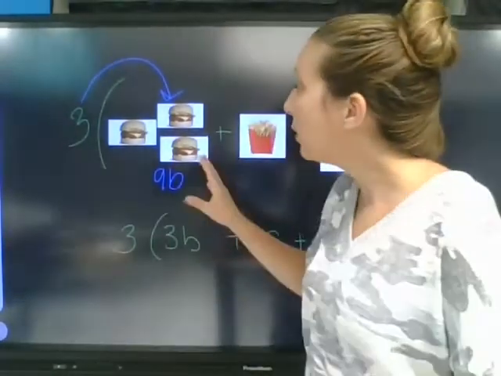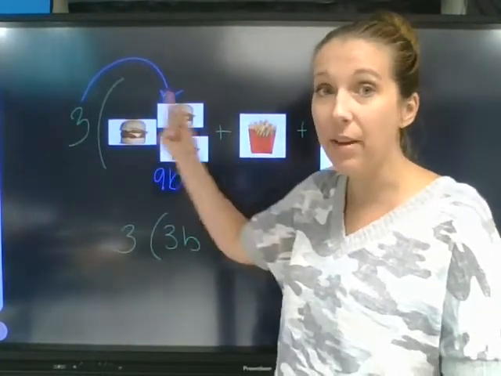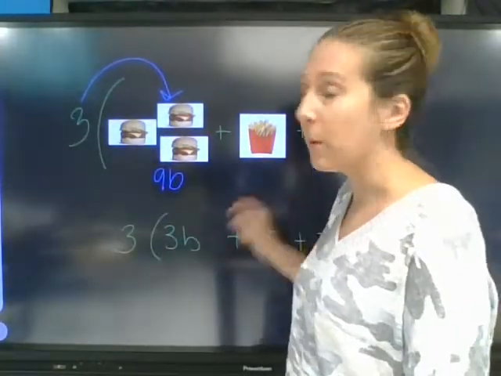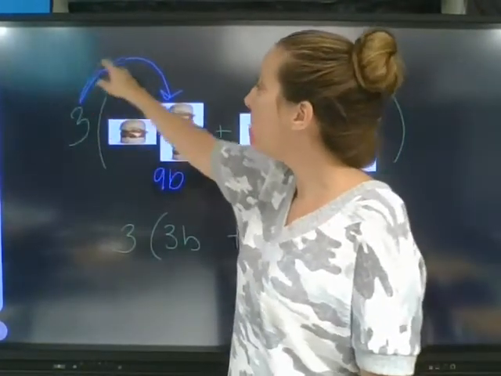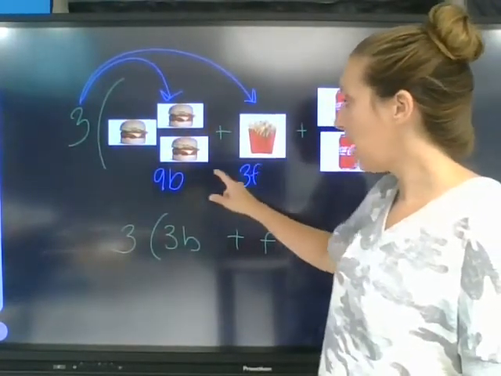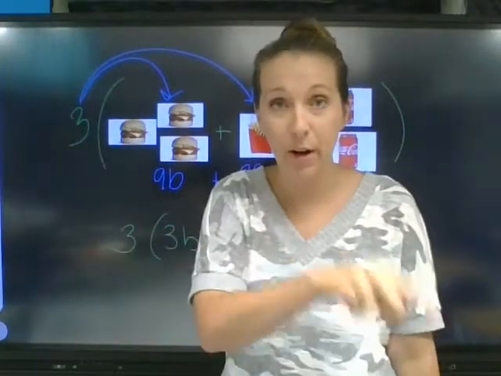Okay, now here's the trick. We didn't just get 9 burgers and then share 1 fry, because obviously if we're hungry enough to eat 3 burgers apiece, we're going to need more fries than 1. So we're going to say 3 people times 1 fry. That's going to give us 3 fries. Okay, I got a fry, Miss Cheatham got a fry, and Mr. Duke got a fry. So it's 3 fries.